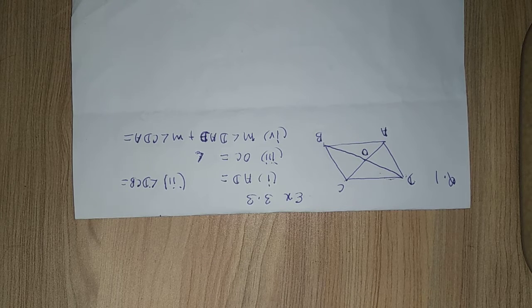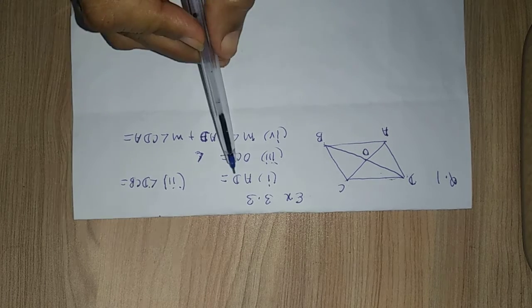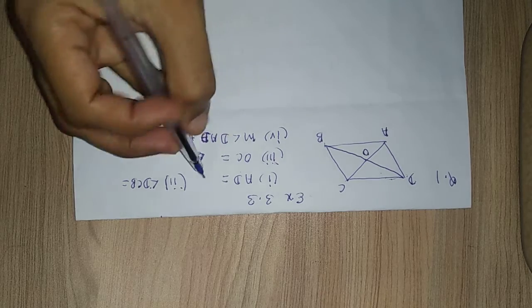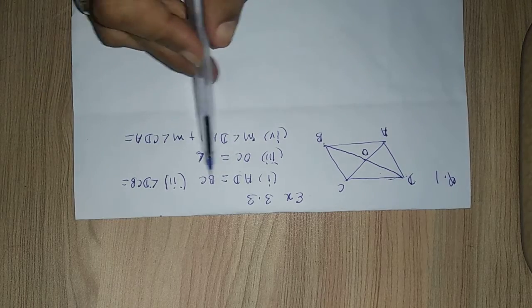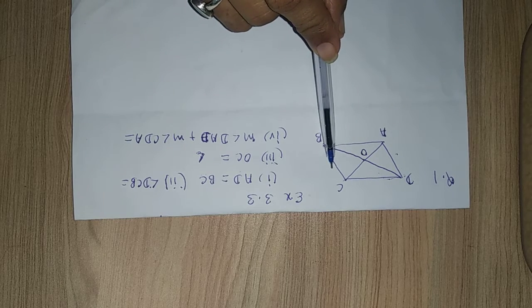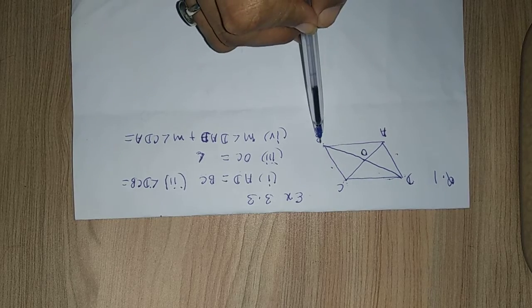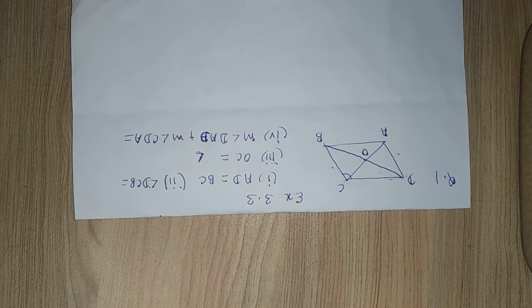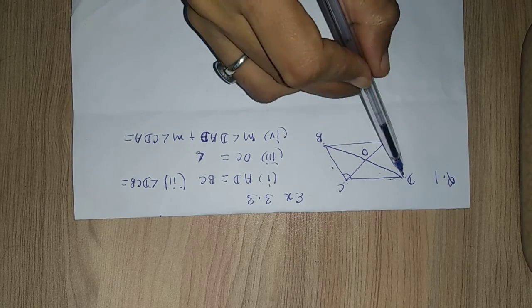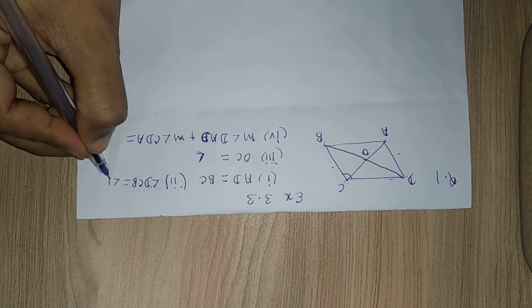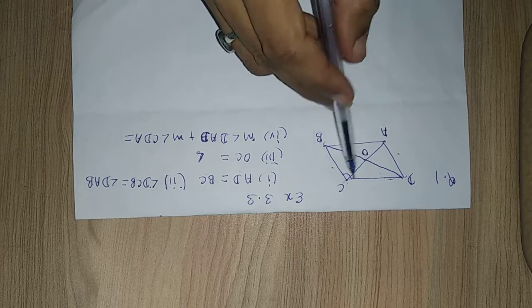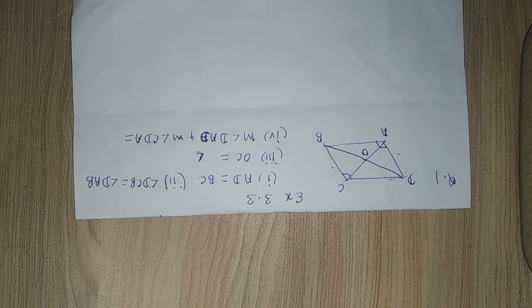Exercise 3.3, question number 1. Given a parallelogram ABCD, complete each statement along with the definition or property used. Here we write AD is equal to BC because opposite sides in a parallelogram are equal. The second part: angle DCB is equal to angle DAB, because in a parallelogram opposite angles are equal.